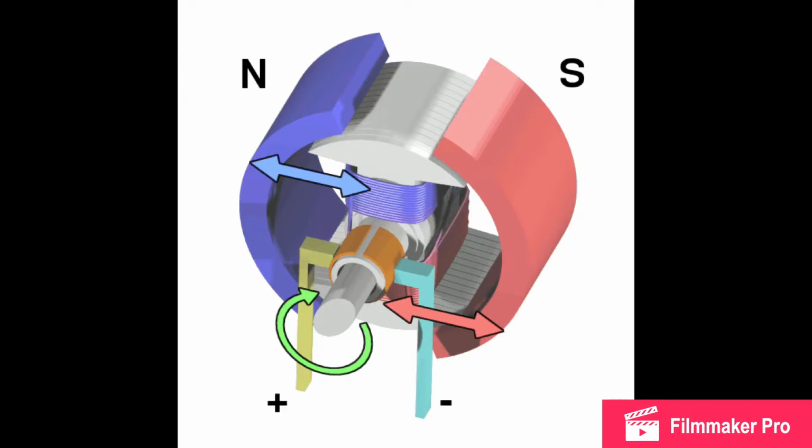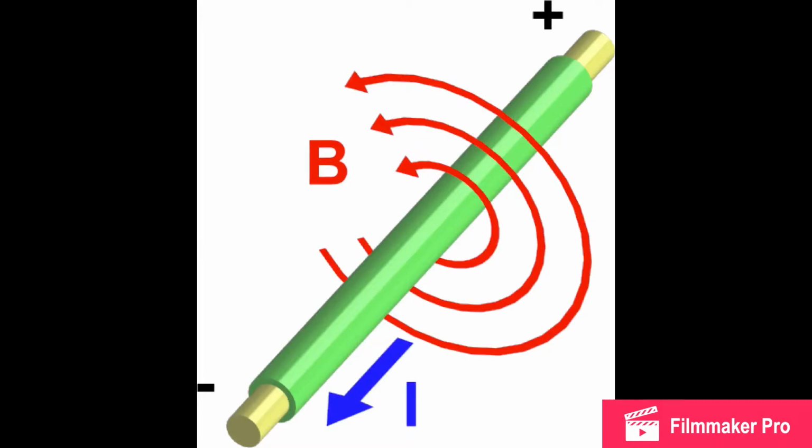Now, when it comes into contact with the magnetic field, current and the field have to be perpendicular to each other for the motor to experience some kind of force, or in this case, torque. The motor is then going to rotate as a result of the force or torque. The direction of the rotation is determined by the left-hand rule.